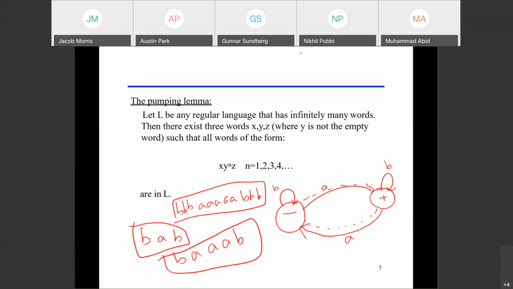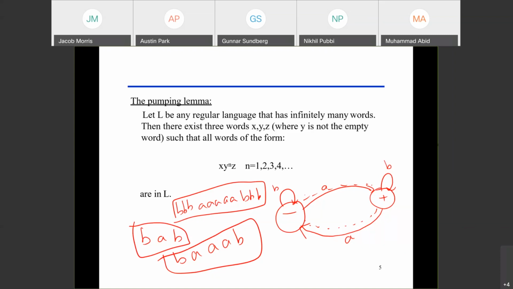Anyone has any issue with this? So this is a very nice concept, what we just proved. You have a regular language, you have a loop there. Somewhere in your language you have one loop. We might have more than one loop in our language.